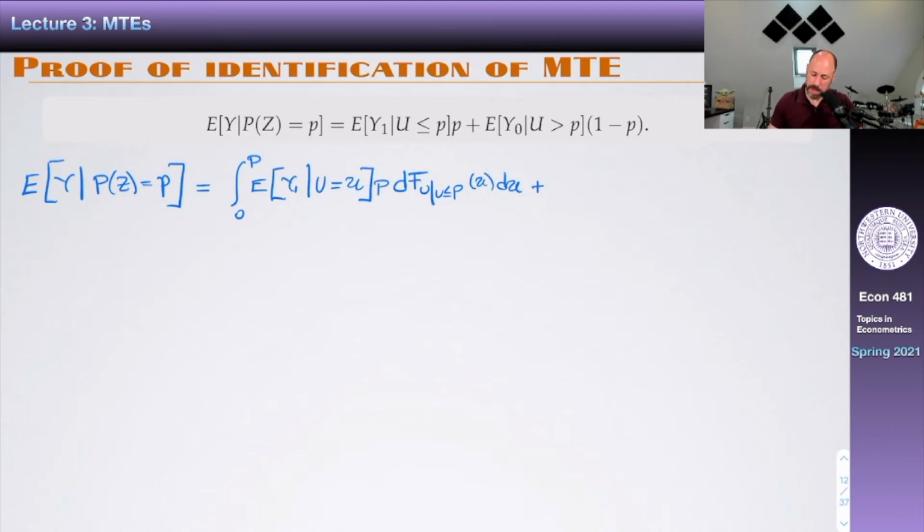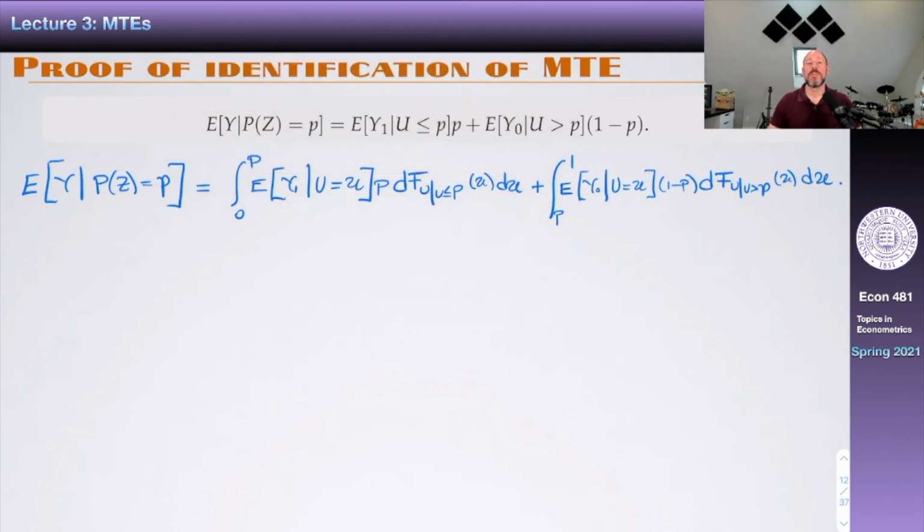Need to fit all this here. Let's see if it works. Plus the integral from p to 1 now, of the expected value of Y0 conditional on U equals little u, times 1 minus p, times this density of U conditional on U being greater than p, du. Yeah, fits.